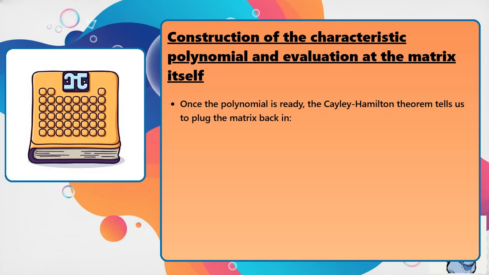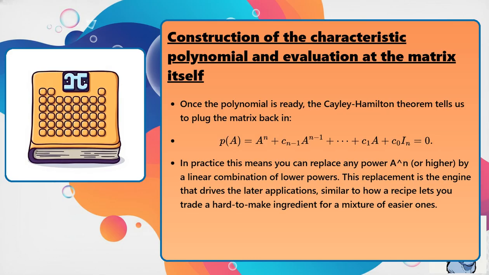Once the polynomial is ready, the Cayley-Hamilton theorem tells us to plug the matrix back in. p(A) = A^n + c_{n−1}A^{n−1} + ... + c_1A + c_0 I_n = 0. In practice, this means you can replace any power A^n or higher by a linear combination of lower powers. This replacement is the engine that drives later applications, similar to how a recipe lets you trade a hard to make ingredient for a mixture of easier ones.